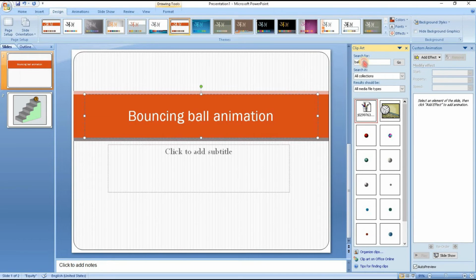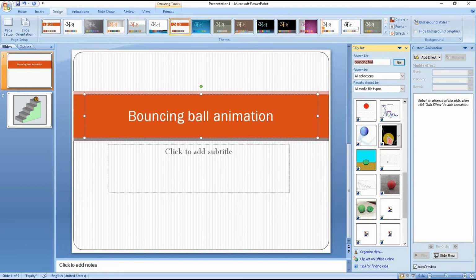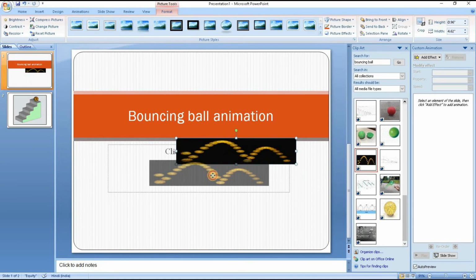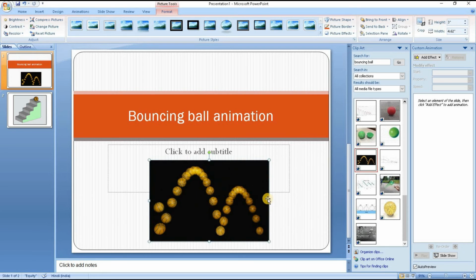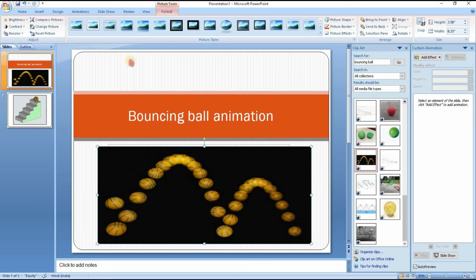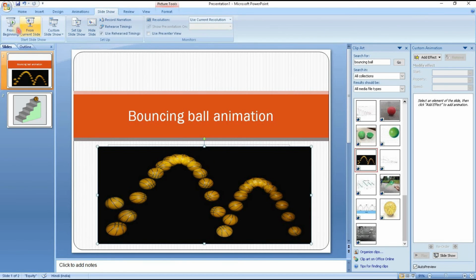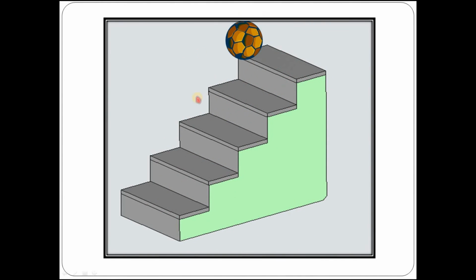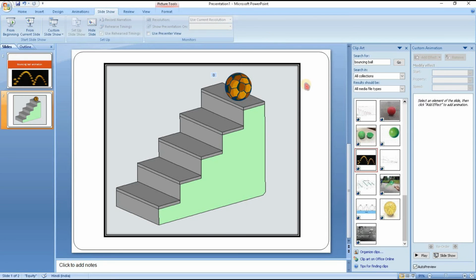Now you can also give a picture here of a bouncing ball. Yeah, this one. Here you can increase its size. Now you can go to slideshow to view your animation. As you can see that our animation is working.